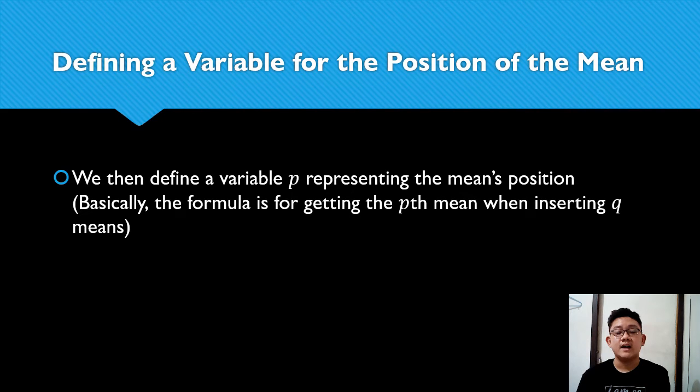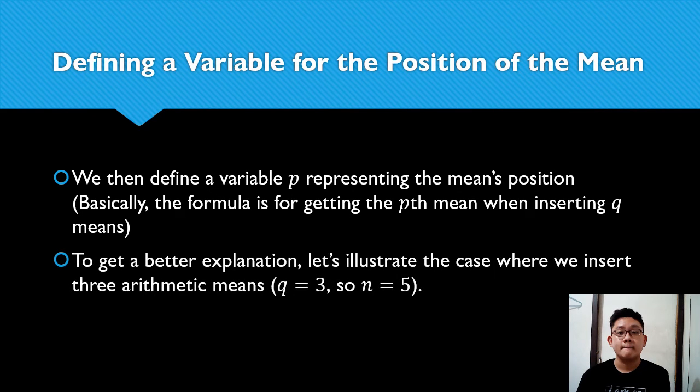We then define a variable p representing the mean's position. Basically, the formula is for getting the pth mean when inserting q means. To get a better explanation, let's illustrate the case where we insert 3 arithmetic means. Since q is 3, add 2, so n would be equal to 5.